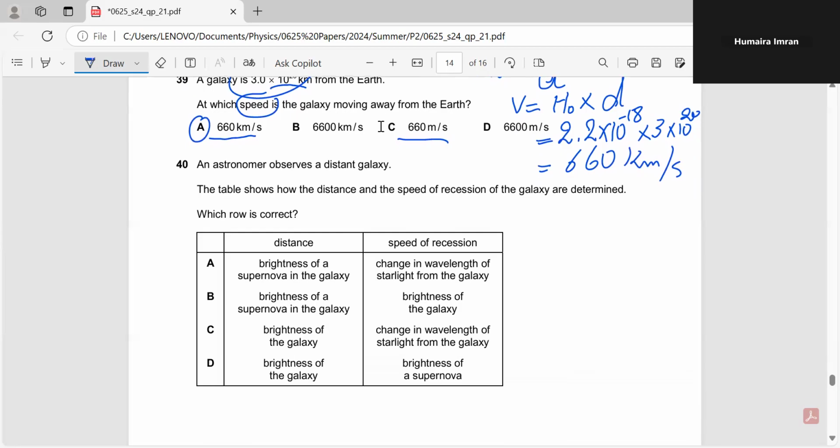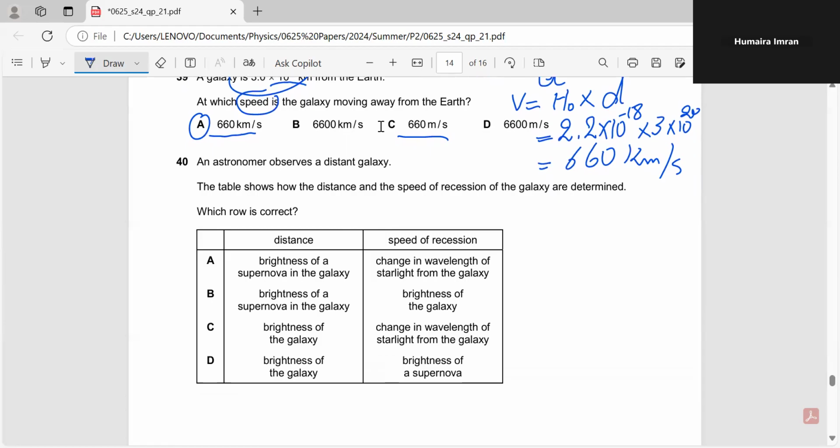The last question of this paper: an astronomer observes a distant galaxy. The table shows how the distance and the speed of recession of the galaxy are determined. Which row is correct? First of all, distance. Distance should be measured by the brightness of the supernova in a galaxy. Actually, a supernova is a super blast in which you are able to see the brightness of it. So you will see that option A is correct.